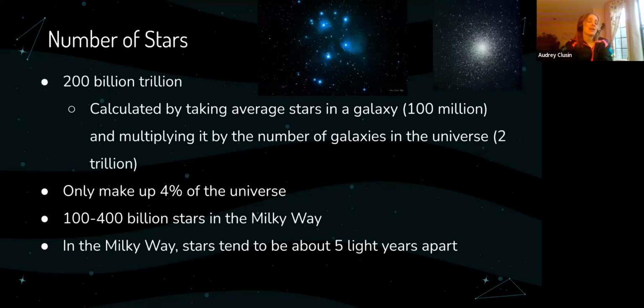In terms of numbers and statistics, there are 200 billion trillion stars in the universe, which is a crazy amount. Astronomers have calculated this number by taking the average stars in a galaxy, which is around 100 million, and multiplying it by the number of galaxies that are believed to be in the universe, which is 2 trillion.